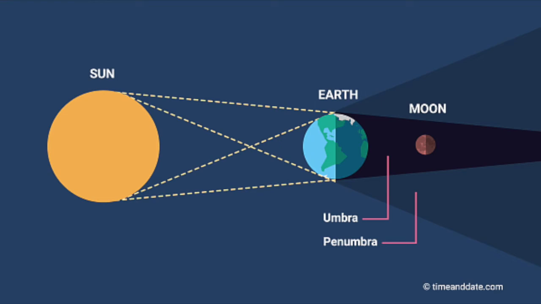So this image shows you what happens during a lunar eclipse, and a lunar eclipse is the one and only time that the Earth ever casts a shadow on the moon. The Earth never casts a shadow on the moon. Only during a lunar eclipse does that happen.